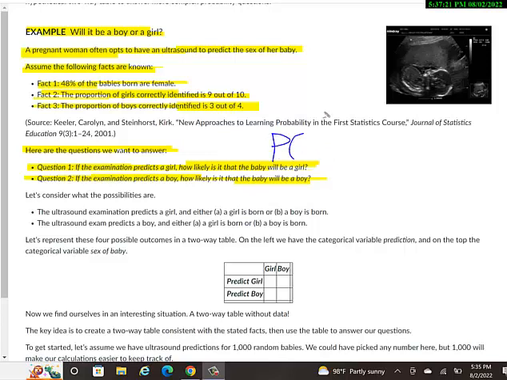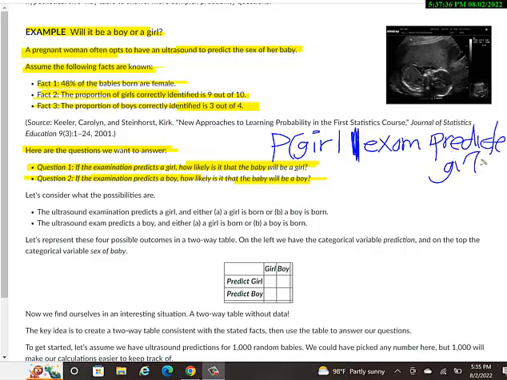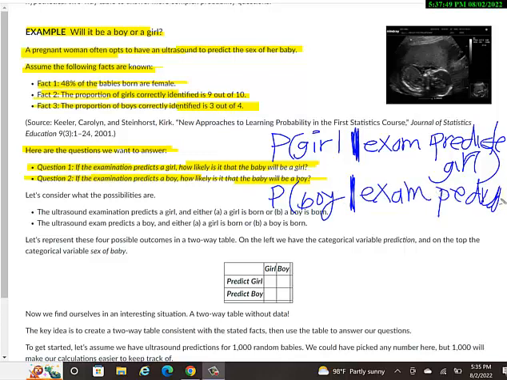The top one, the probability that you're going to have a girl, given that, so that's the vertical bar, not an L, given that the exam predicted girl. Sorry, I'm trying to write. And then the same thing for the boy one. What's the probability that it's actually a boy, given that it was predicted to be a boy by the exam? Exam predicted boy.